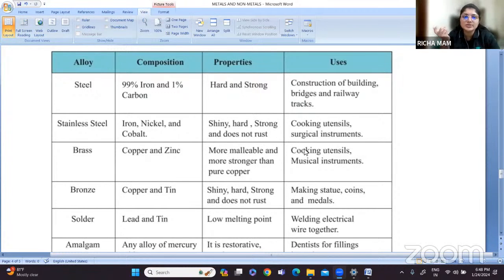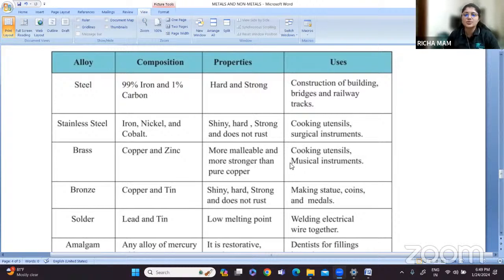Then brass, what is brass? It is an alloy made up of copper and zinc. It is more malleable, can be converted into thin sheets, and is stronger than pure copper. Brass is also used for cooking purposes, that is for utensils, and for musical instruments.